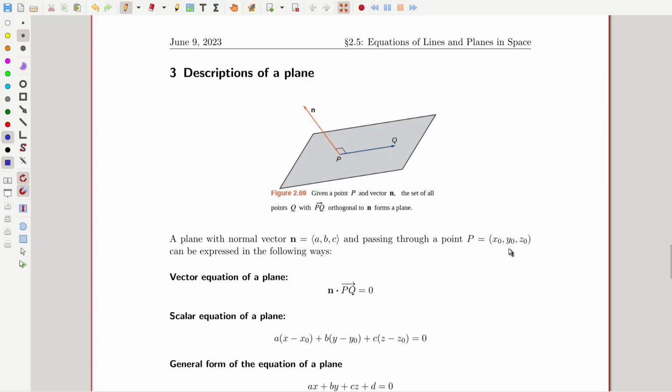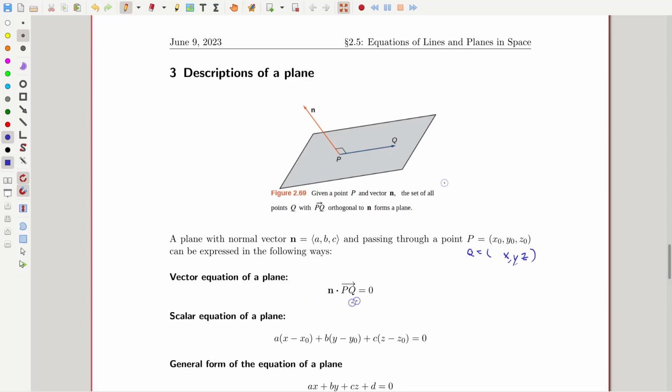Okay, so now set P to be a specific point that lies on the plane. And Q, think of it as a variable, or as a coordinate that we're allowed to range freely, as long as it's on the plane itself. So Q we would think of as just being x, y, and z, subject to the constraint that it also must lie on the plane.